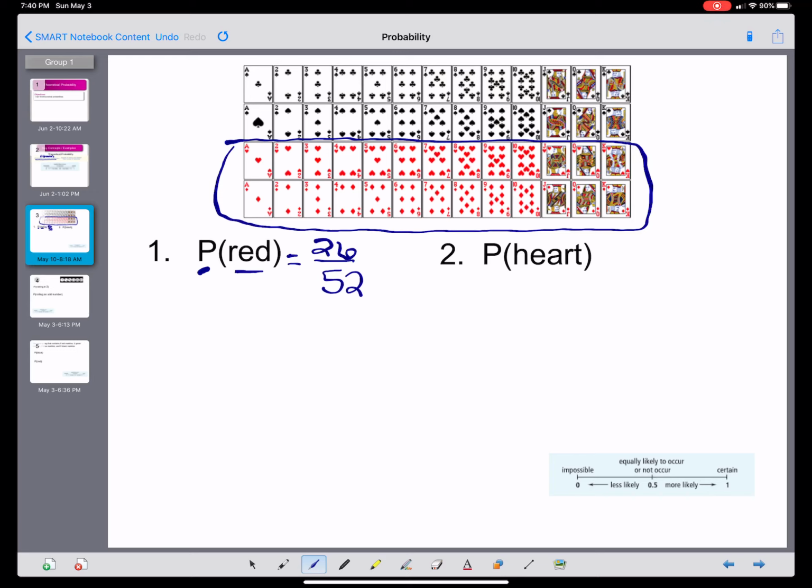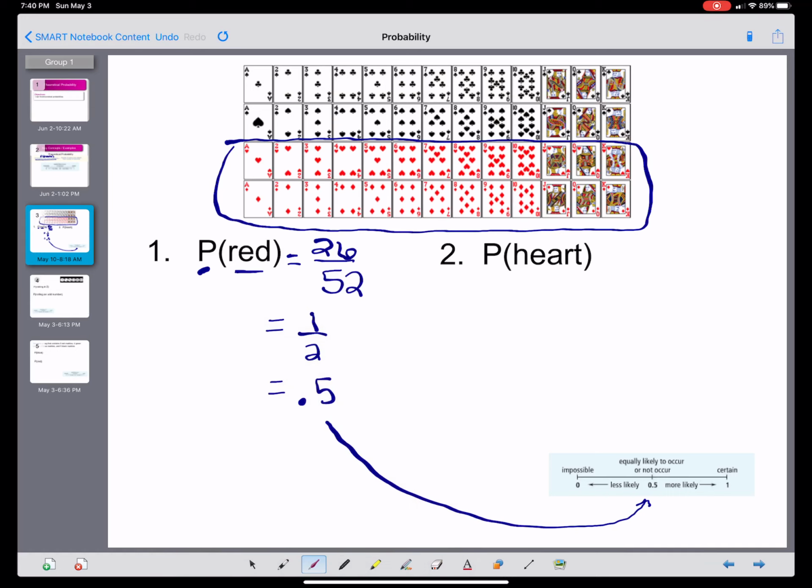Now what we can do is reduce this. 26 over 52 is actually 1 over 2. And we can change this to a decimal: 1 over 2 is 0.5. If we take a look at our chart, 0.5 is right there. So what's the probability of pulling out a red? Half, or 0.5. It's equally likely to occur or not occur. Okay, let's look at the next one.